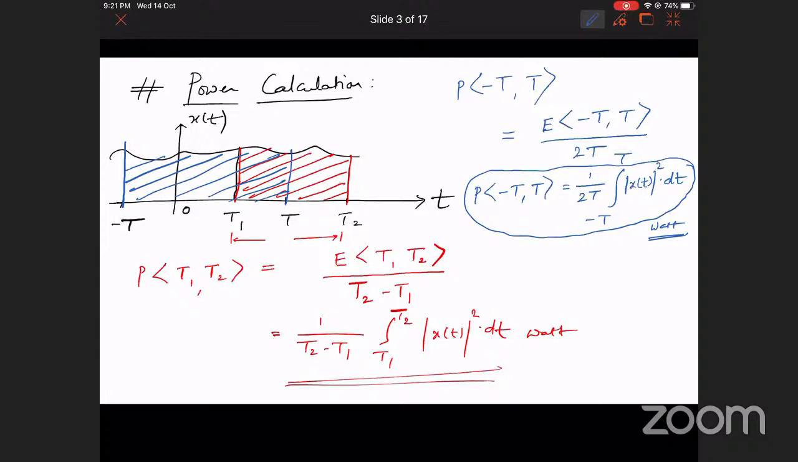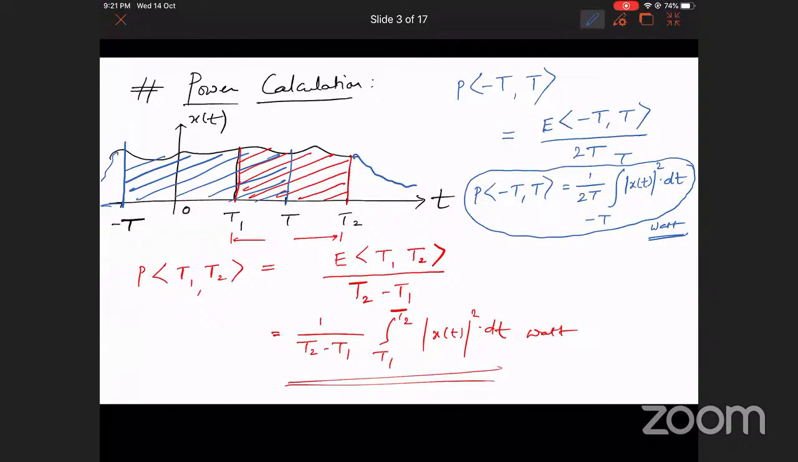Let's say if I want to now calculate power of the complete x of t, which may be like a never ending signal. So I don't know from what time it is starting and at what time it is ending. So I would be integrating from minus infinity to infinity. Okay, so that is one option for me.